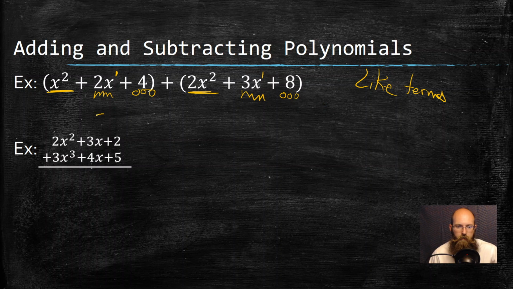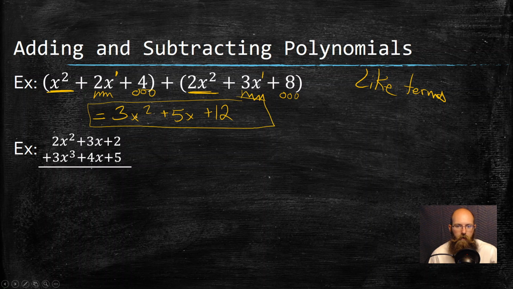So now if I'm adding all those things up, my x squared and 2x squared gets me 3x squareds. 2x plus 3x gets me 5x's, and then 4 plus 8 gets me 12. There's my answer. It doesn't ask me to factor it, nothing else. It literally asks me to add or subtract the polynomials.